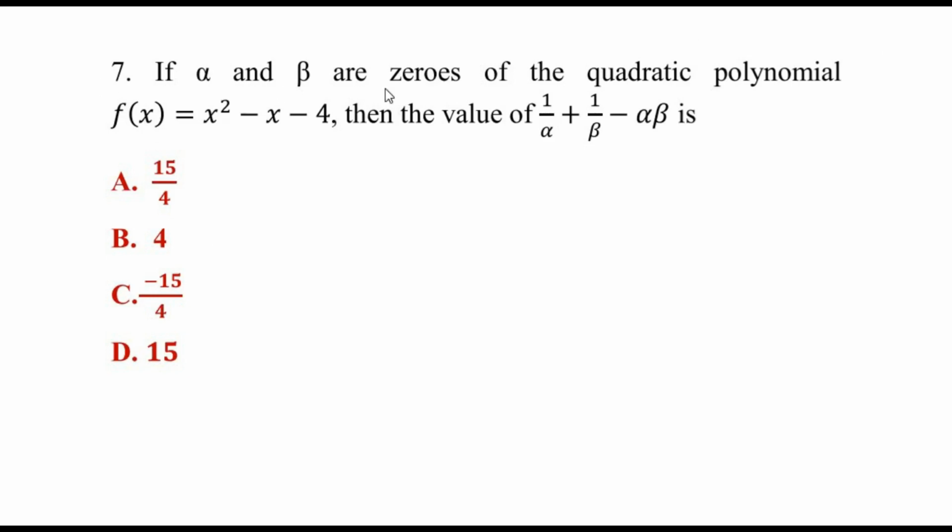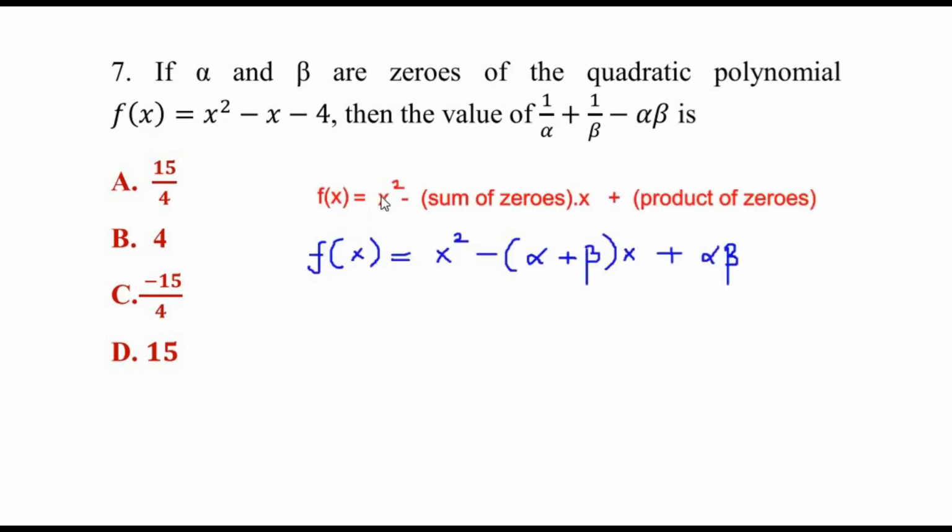If alpha and beta are zeros of the quadratic polynomial f of x equal to x square minus x minus 4, then the value of 1 over alpha plus 1 over beta minus alpha beta is. Now alpha and beta are the zeros of the quadratic polynomial and they have given us an expression over here. So let us start by writing the general form of the quadratic polynomial.